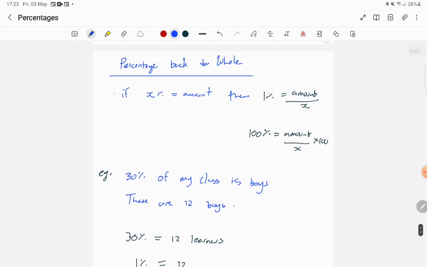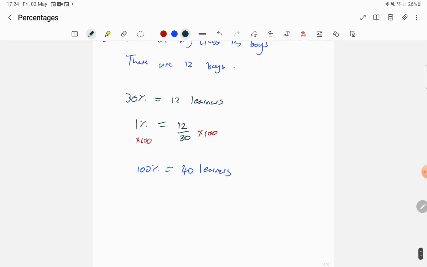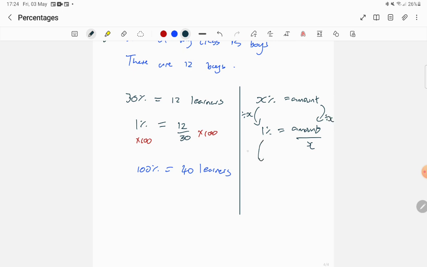So it's technically applying this formula, which if we want, we can simplify kind of like a diagram here next to this. So X% equals an amount. We divide by X, and that is 1% equals the amount divided by X. Again, this is also divided by X, and then we multiply by 100 on both sides.